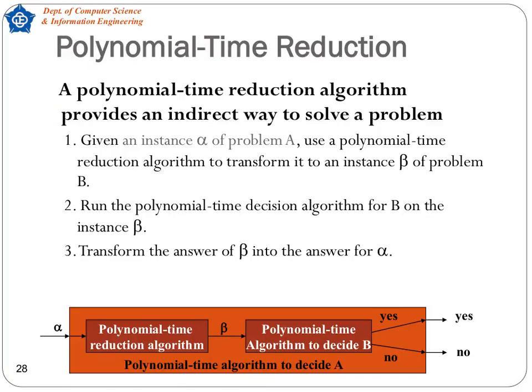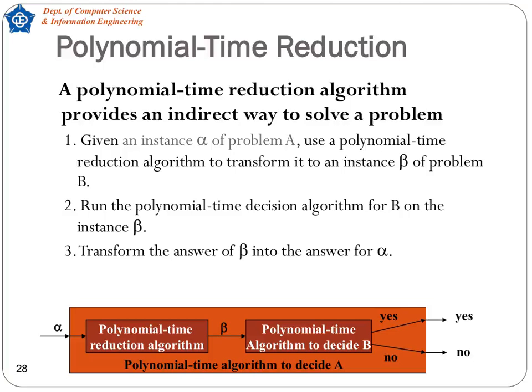To bridge the gap between a tough problem A and a more manageable problem B, we use polynomial time reductions. Here's how it works. Given an input alpha for problem A, we first run a reduction algorithm in polynomial time that converts alpha into a new instance beta of problem B. Next, we feed beta into our known polynomial time decision procedure for B. Finally, we take B's yes or no result and map it back to give the correct answer for A.